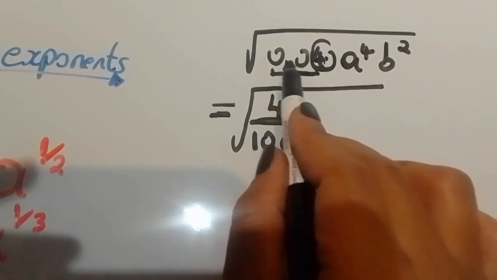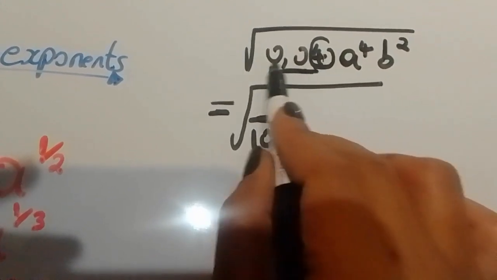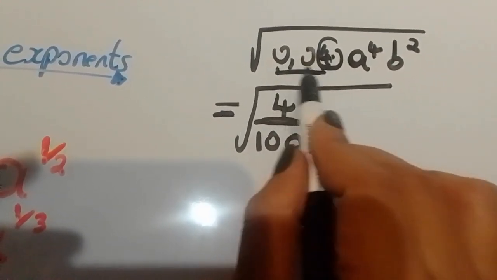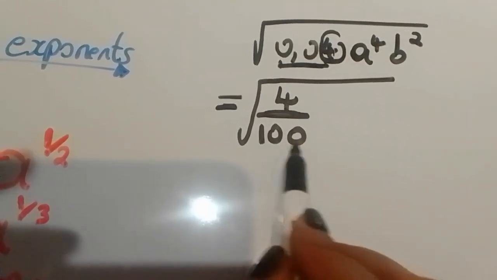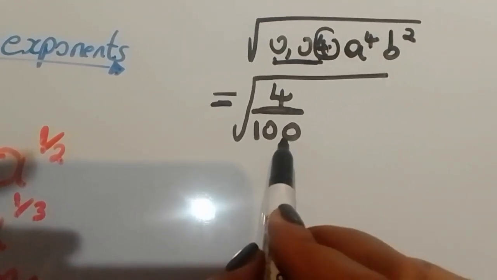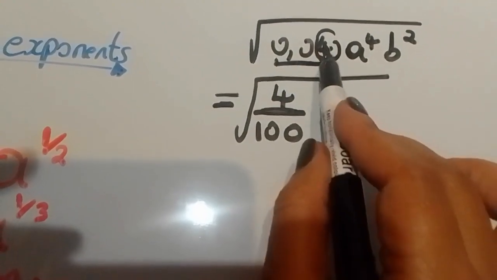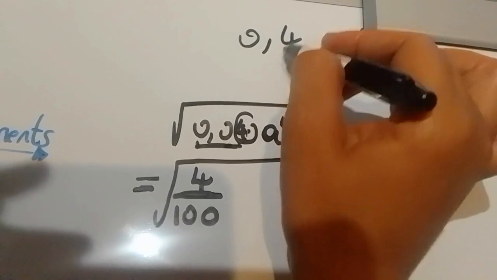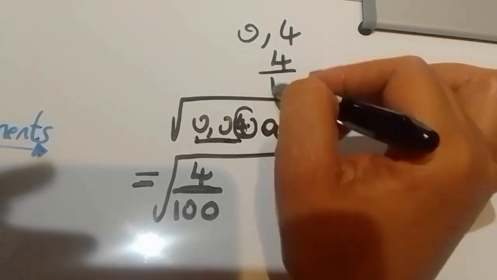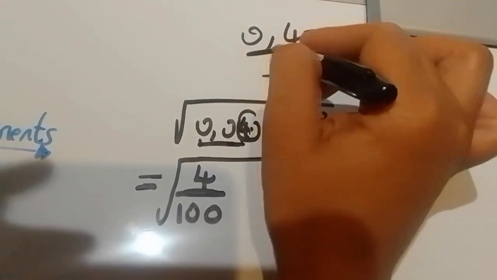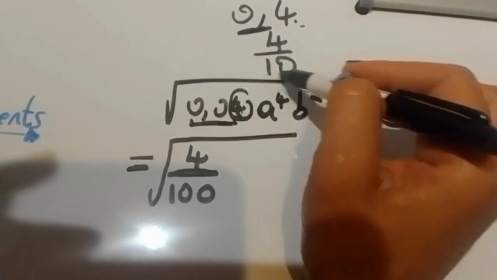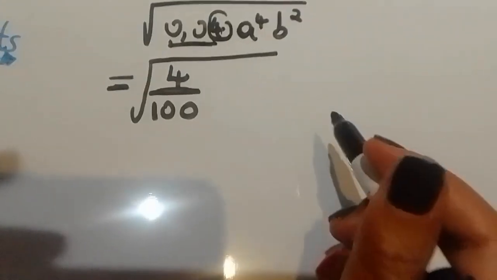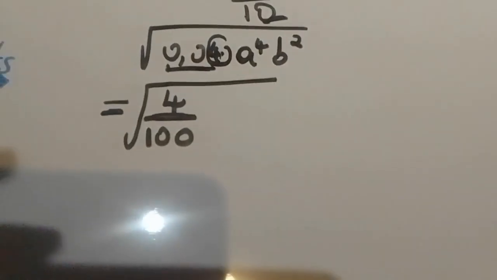If I had 0.004, that means there are 3 zeros before a 4, it would have been a 4 divided by 1,000. So I was able to divide by 100 because it's 2 zeros before that 4. What if it was just 0.4? Then I would have had a 4 over a 10 because there's just 1 zero before the 4. So just notice 10, 100, 1,000, depending on how many zeros you have before that digit.